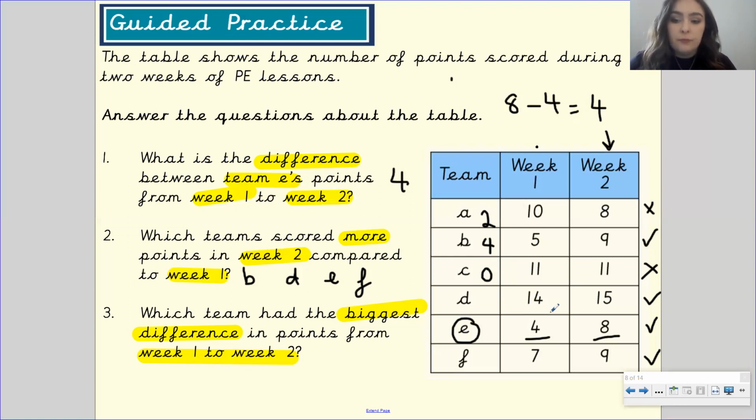What is the difference between 14 and 15? Well done. So they scored a difference of 1. Okay, let's have a look at E. Team E, what's the difference between 4 and 8? Well done. 4 is the difference there. And F, what's the difference between 7 and 9?